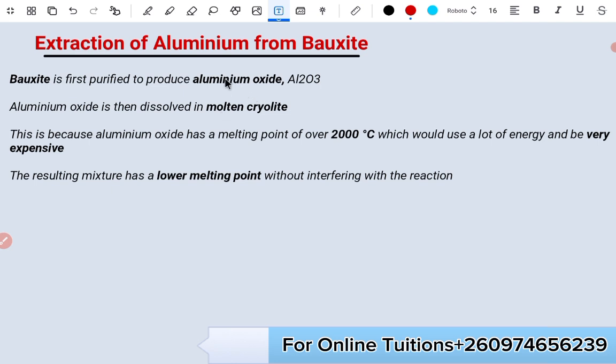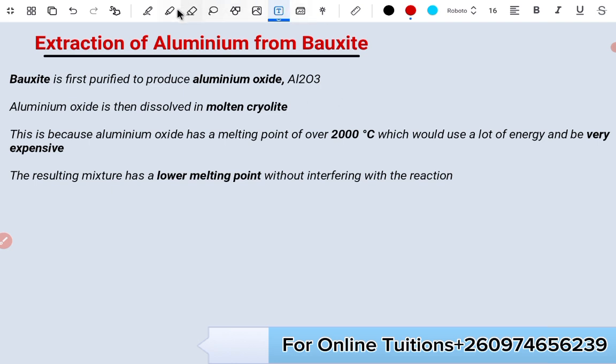Aluminium oxide has a very high melting point of about 2000 degrees Celsius. To have that amount of heat would use a lot of energy, and it's very expensive. So in order to lower the melting point, the only reason why cryolite is being used here is simply to lower the melting point.